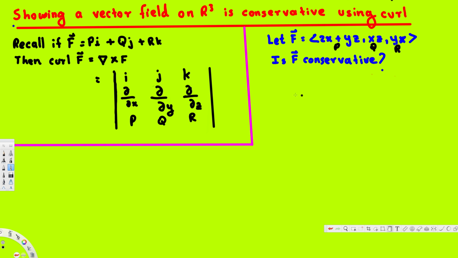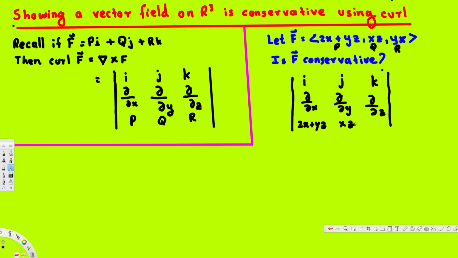Now we are going to put it in matrix form in order to do the cross product. Here we are going to have i, j, k, and after that we put the del operator, that is the partial derivative with respect to x, y, and z, and after that we copy these P, Q, R functions. P is 2x plus yz, Q is xz, and R is yx.